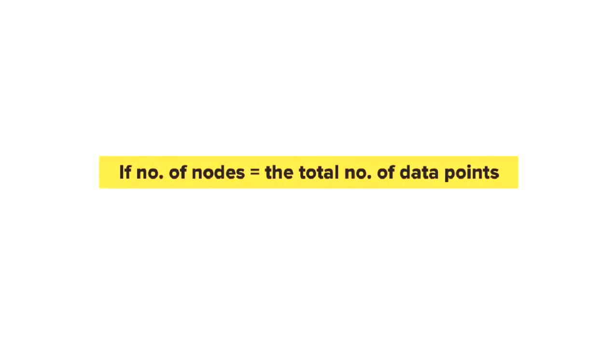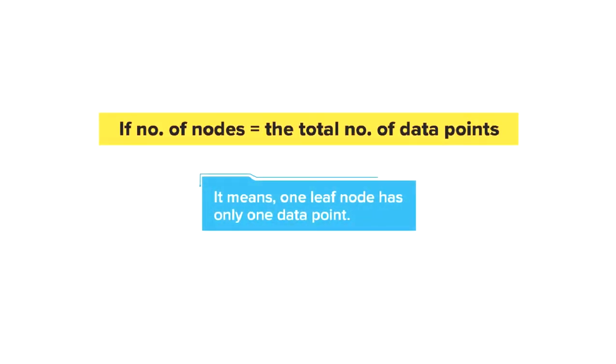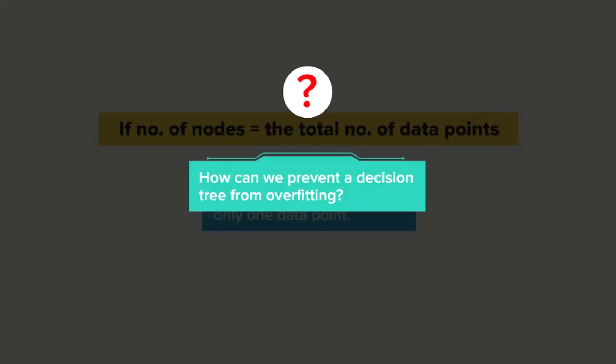For example, if a decision tree had as many leaf nodes as the total number of data points in the dataset, that means each leaf node has only one data point in it and not a collection of homogeneous data points, which was the original objective of the tree. So how can we prevent a decision tree from overfitting and learning too well from the training data?